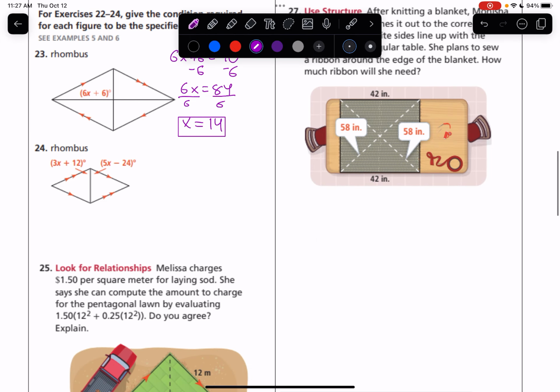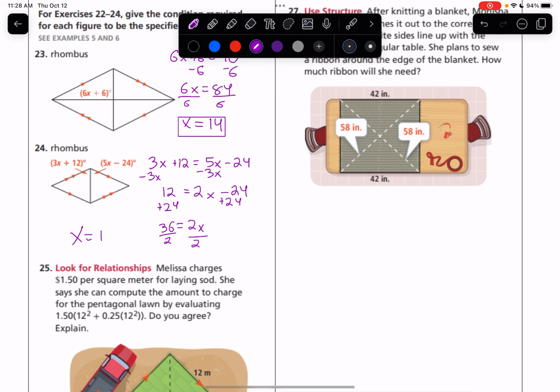Number 24, we've got 3x plus 12 on one side and 5x minus 24 on the other. We know that the diagonals of a rhombus bisect the angles of a rhombus, so these need to be the same. So 3x plus 12 equals 5x minus 24, and we'll solve this. Divide by 2, and we find that x equals 18.